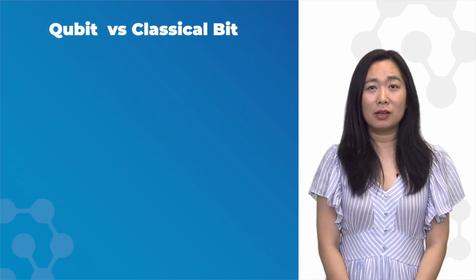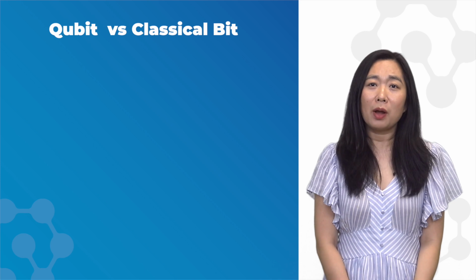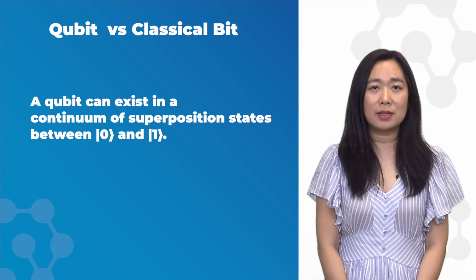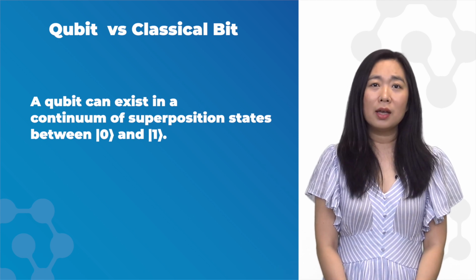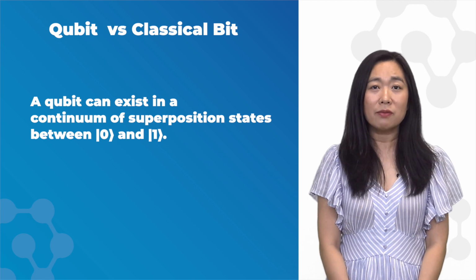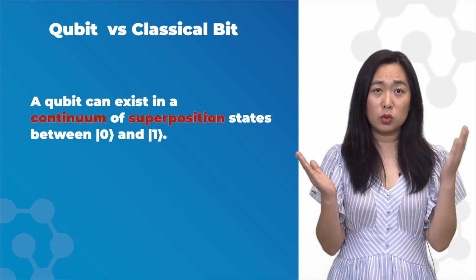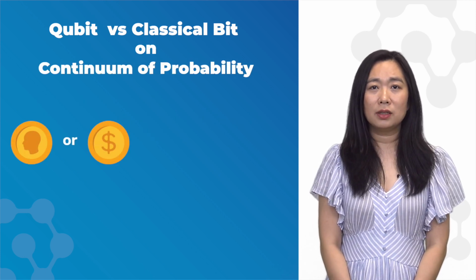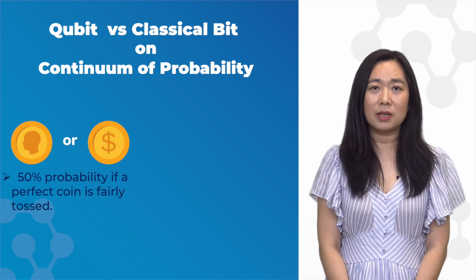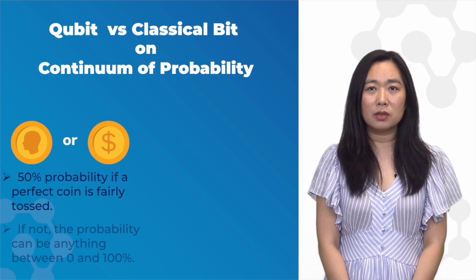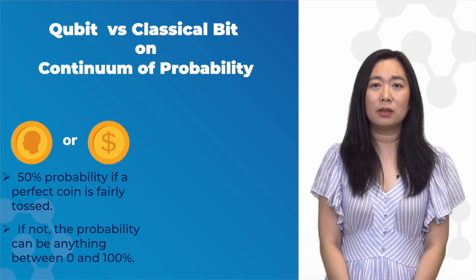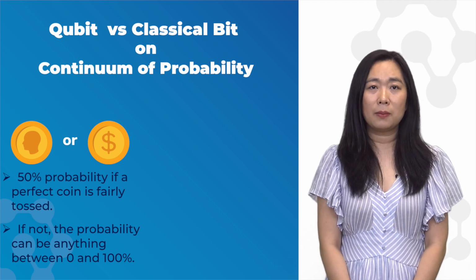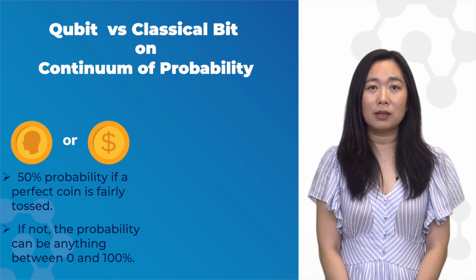Going back to the analogous coin tossing example, different from a coin, a qubit can exist in a continuum of superposition states between 0 and 1. There are two keywords in this statement to be emphasized: continuum and superposition. For a perfect coin that is fairly tossed, the probability of getting head is 50%. If the coin is not perfect, or if the tossing is biased, one might be able to get any probability between 0 and 100%. An extremely good magician can do that.